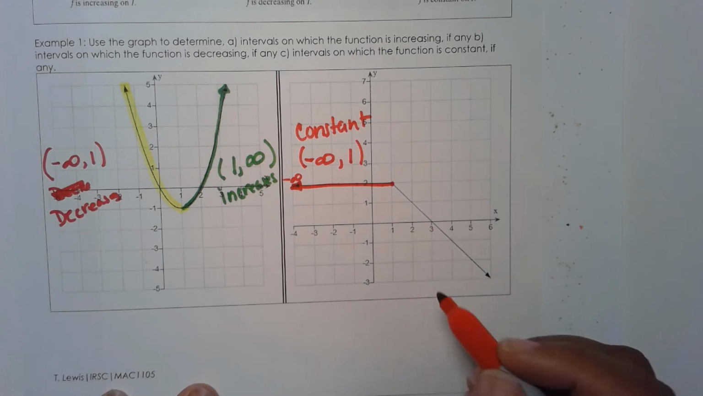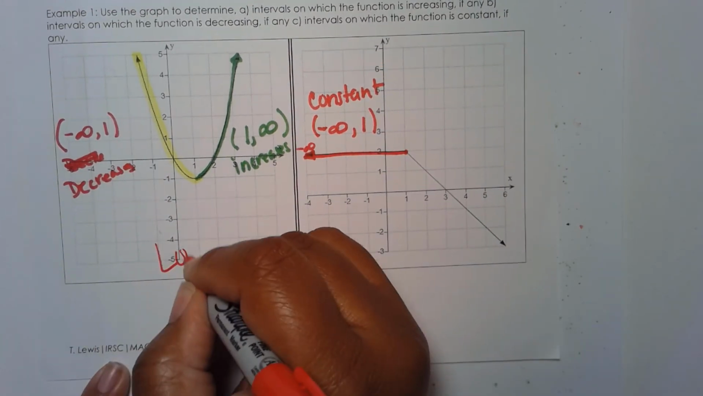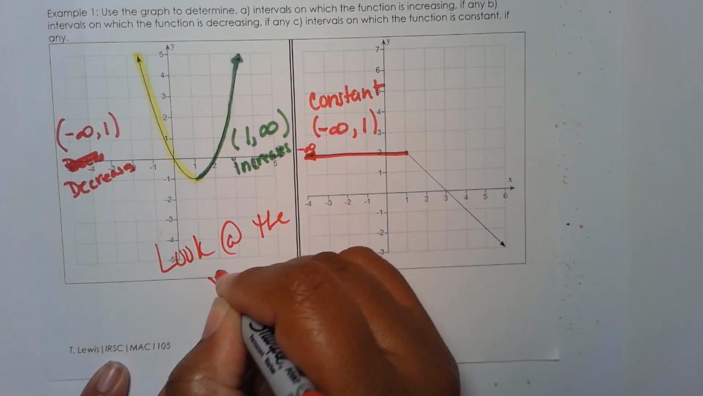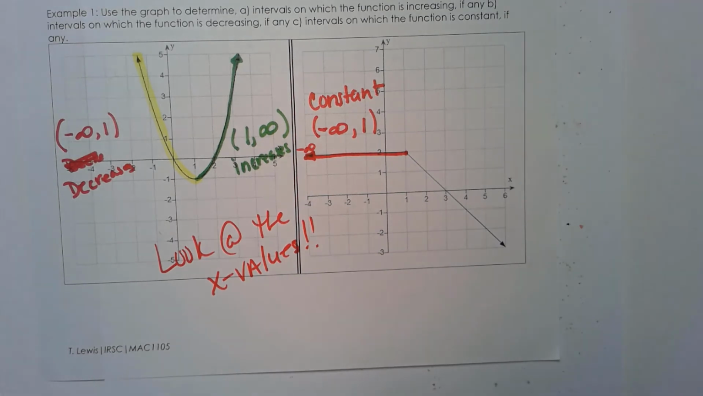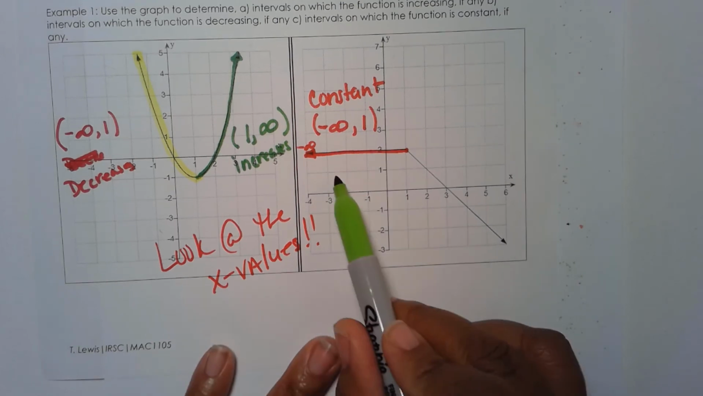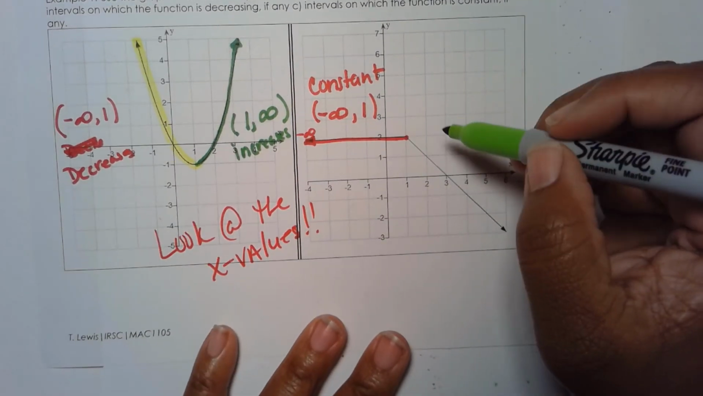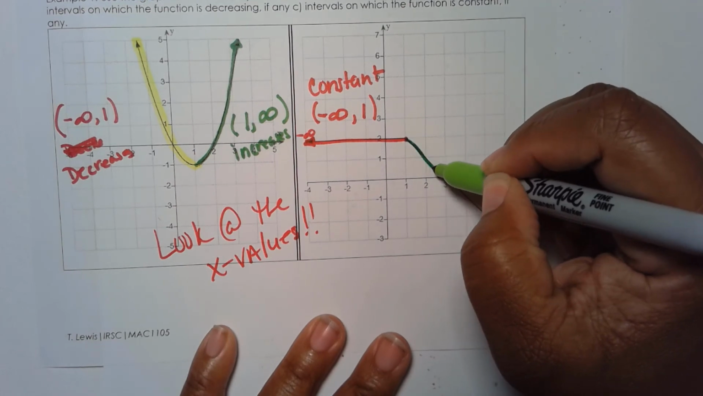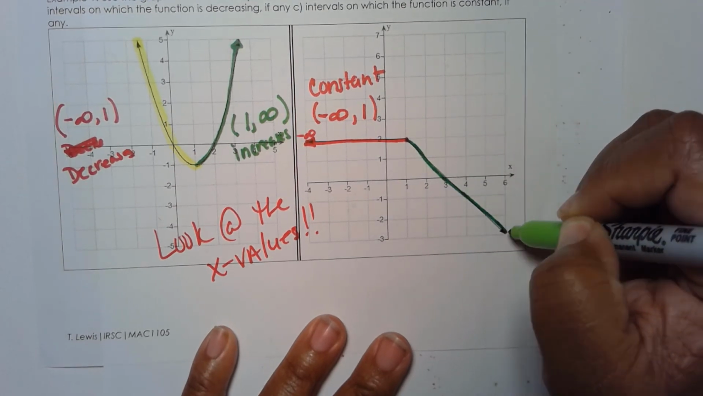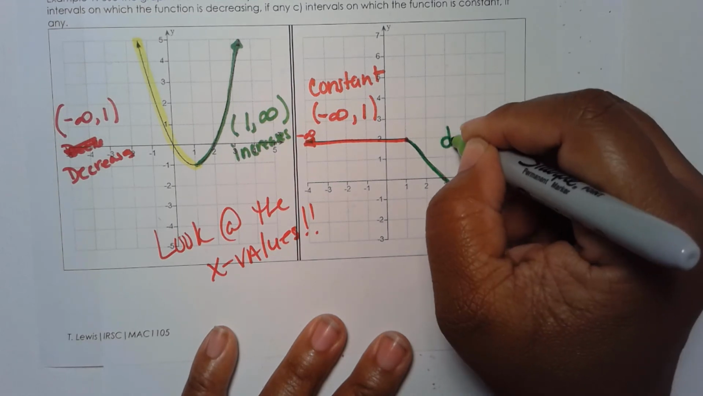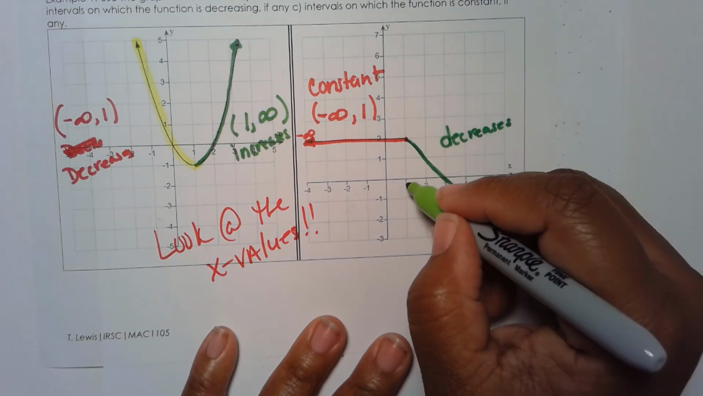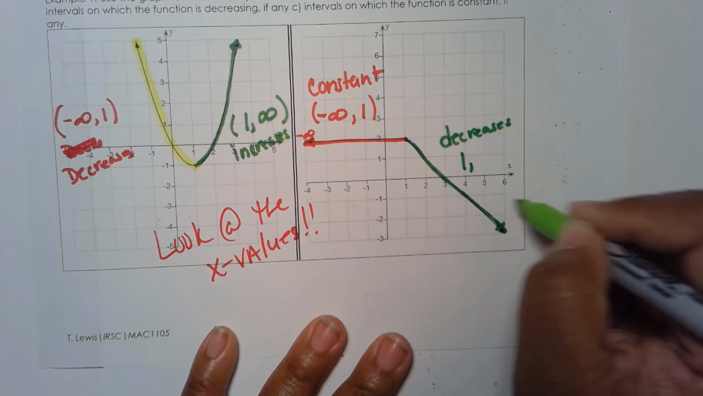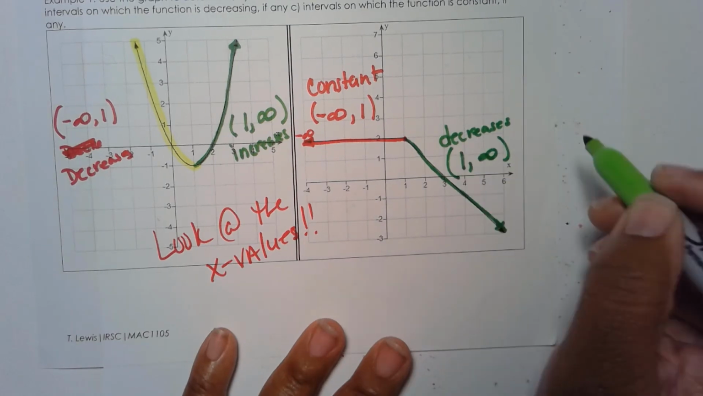Here's our 1. We're not looking at the y value. We're looking at the x value. Look at the x values. Okay. So it stops at 1 where it's constant. Then there's a transition where it's going downward, meaning that it's decreasing from 1 to positive infinity.